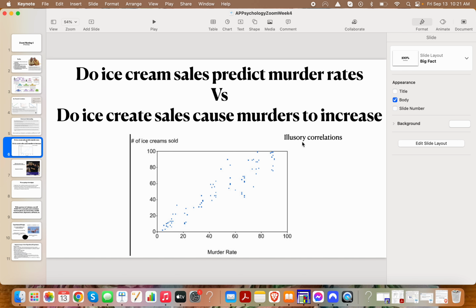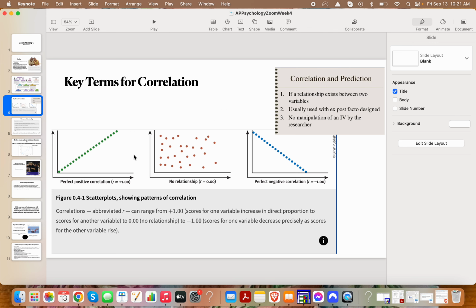This is what we call an illusory correlation, because there's a third-party variable here, and that third-party variable is, anybody guess? It's heat, or being outside, right? If you're more likely to be inside, not eating ice cream because it's cold, you're less likely to have interactions with others, which would lead to people being murdered. So when we have correlations, we're looking for prediction.